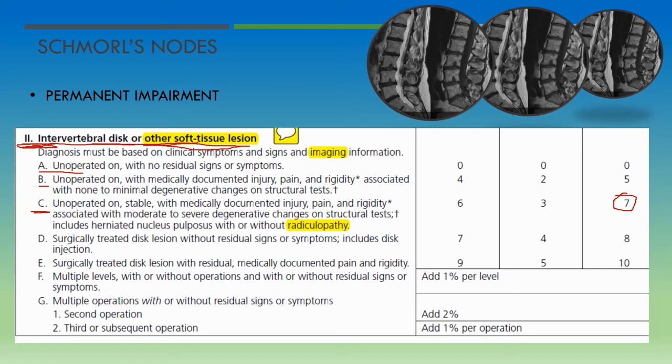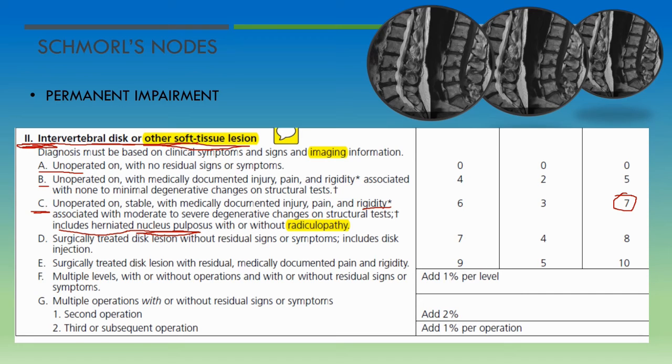And a category C would be an examinee who is unoperated on, who's stable, but who has medically documented injury with pain and rigidity associated with moderate to severe degenerative changes on diagnostic imaging tests, including a herniated nucleus pulposus with or without radiculopathy. And isn't this amazing? This herniated nucleus pulposus, typically we would think as involving a horizontal herniation into either the spinal canal or to the neuroforamen.